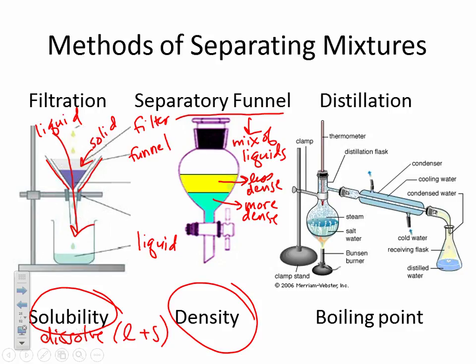The less dense things rise to the top and the more dense things go to the bottom. And then you can quite literally open up the separatory funnel, that's what this does, and very carefully pour off the more dense liquid, leaving the less dense liquid there. So it separates based on density.